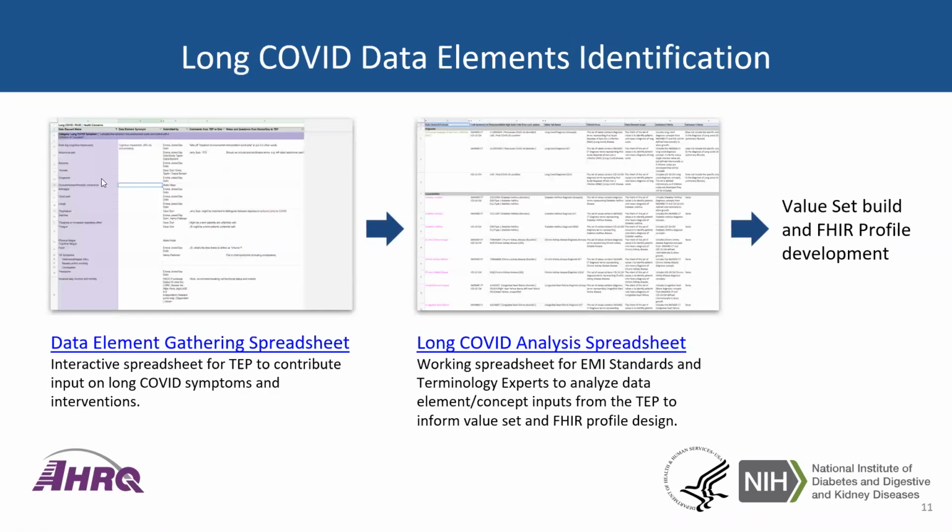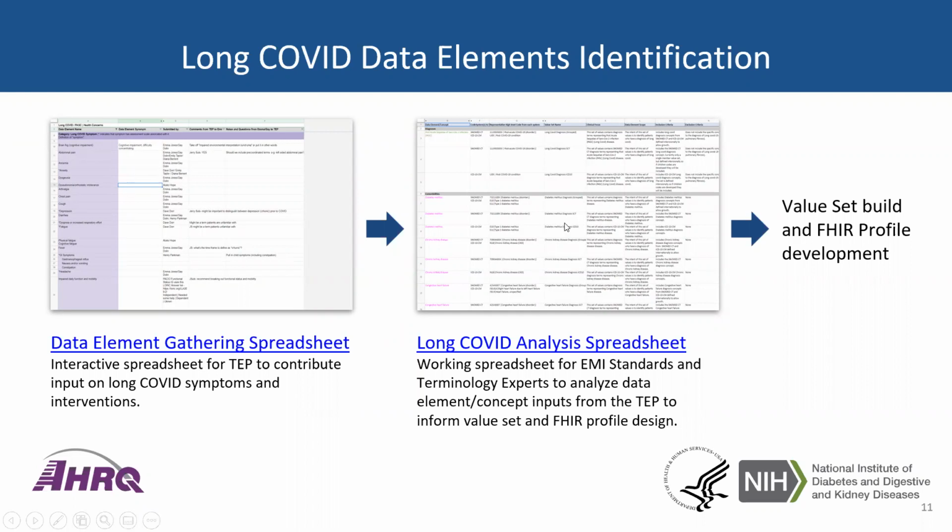The first step that we took is this data element gathering spreadsheet, where we did a high level brainstorm of everything that comes to mind among the TEP that is relevant for long COVID. And we didn't really worry about hierarchies and prioritization and things like that. It was just a brain dump of all the data elements and concepts that may be relevant.